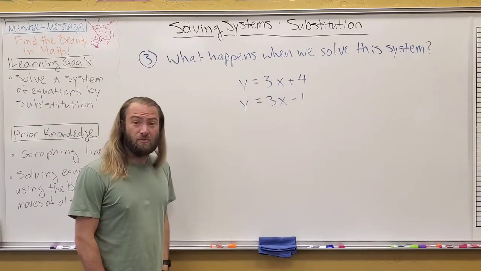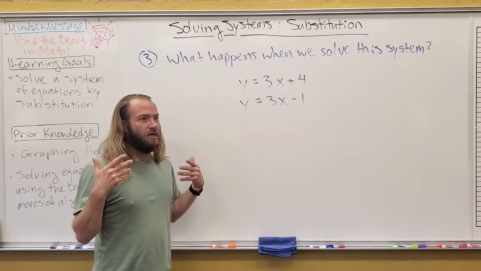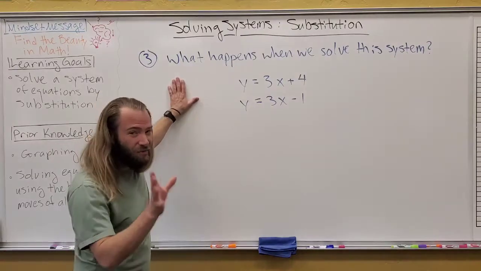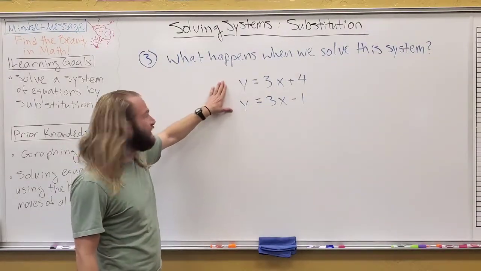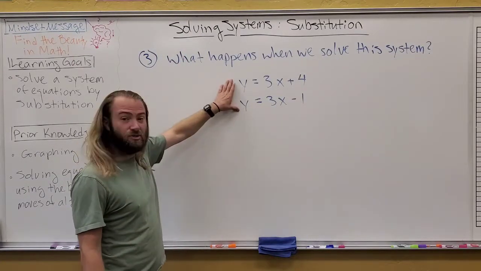So this last question that we're going to talk about focuses on something we should always be thinking about. If we're trying to solve something, you should always ask yourself the question, is it always possible to solve? It turns out, I'll give it away, this one has a problem with it. Okay? So what happens when we solve this system? Luckily, this is one of the easy ones.